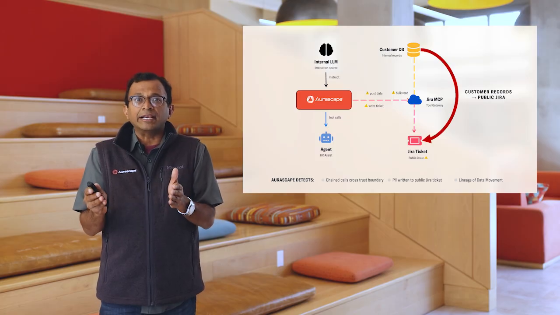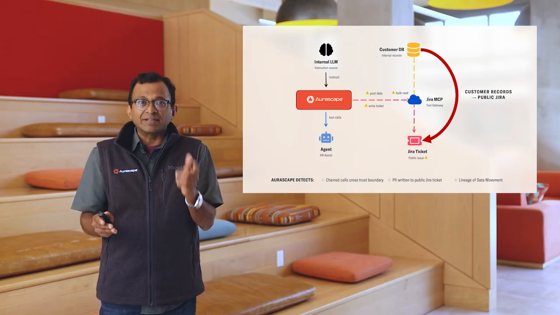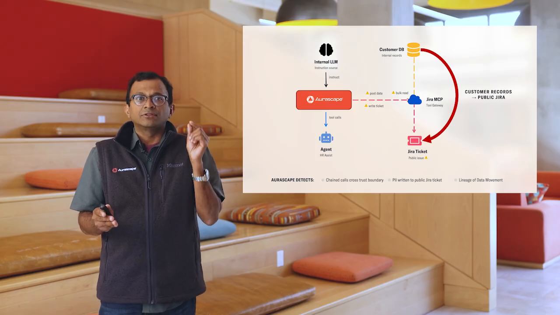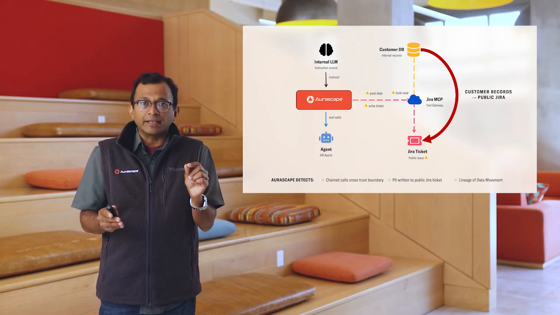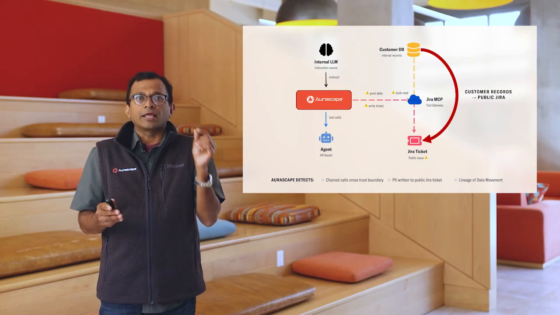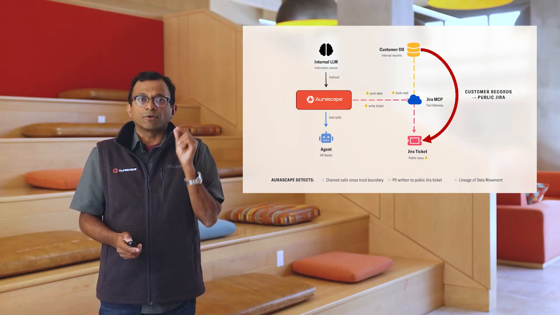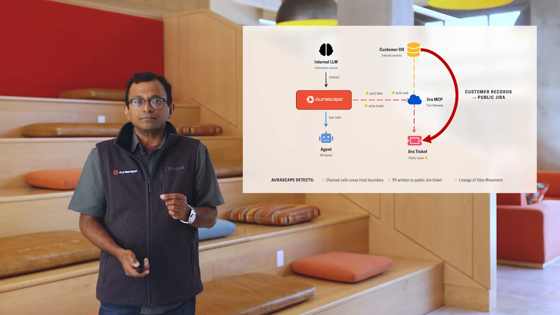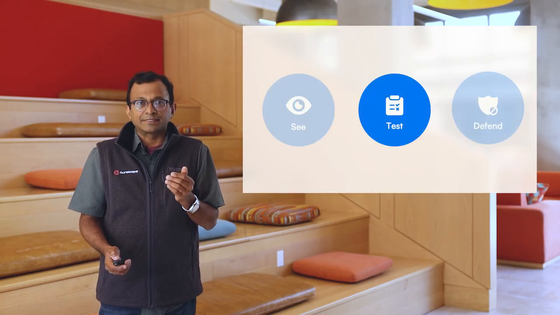And that's the key idea with Agentic AI. The risk isn't a single action. The risk lives in a chain. The tool call visibility and data lineage are how you see it, and Aurascape gives you both from the moment it is deployed. Now let's look at test.